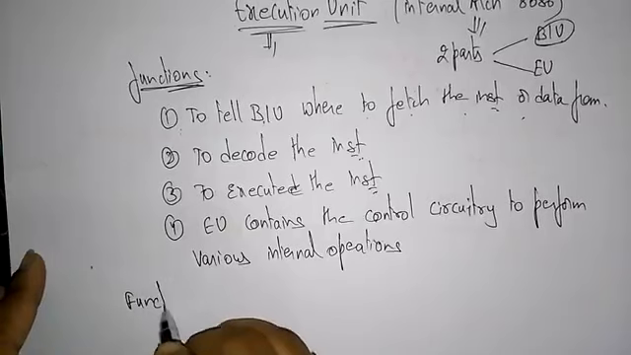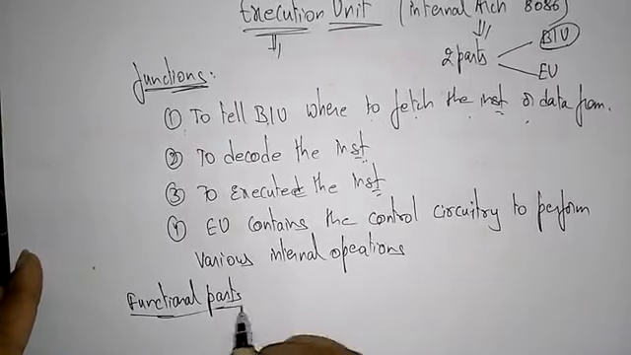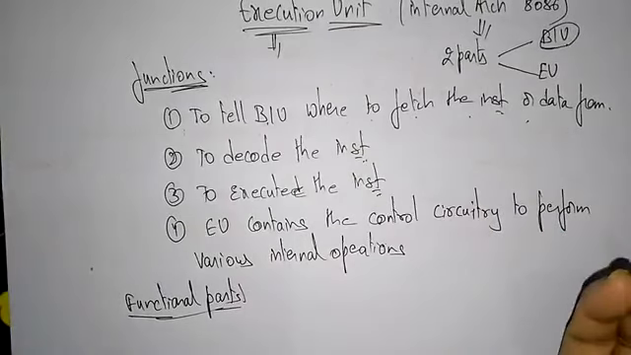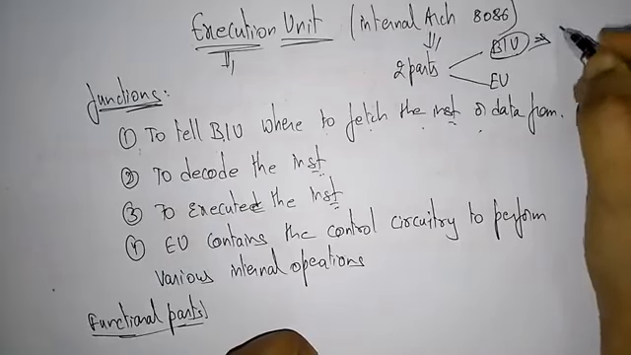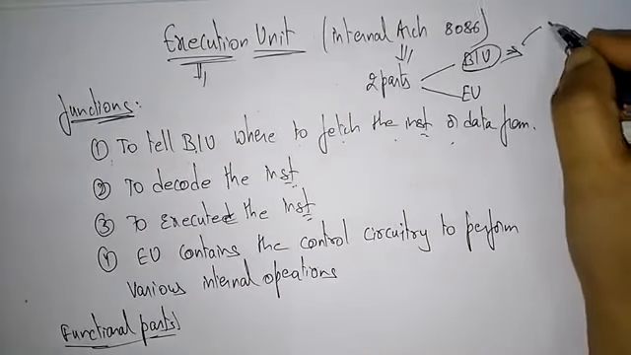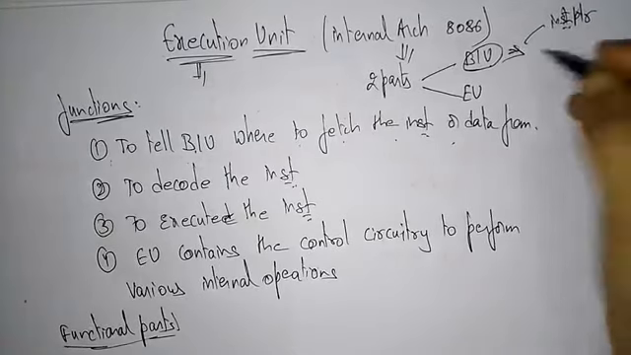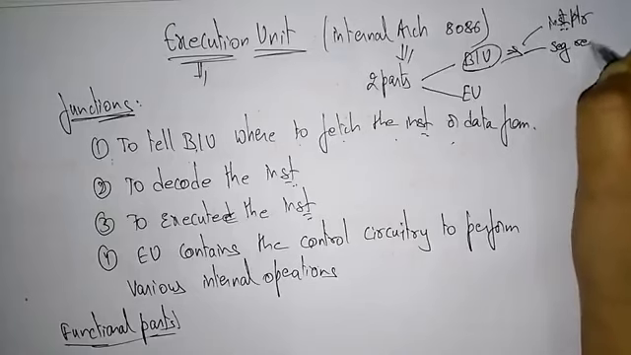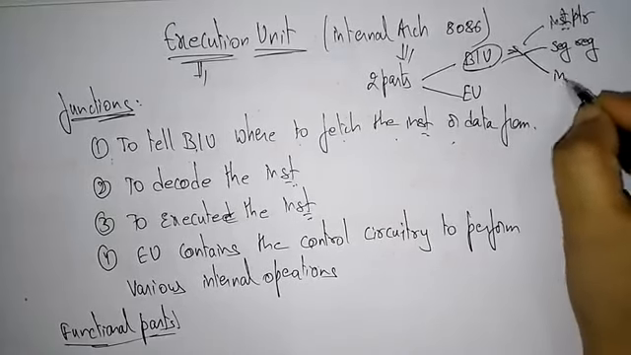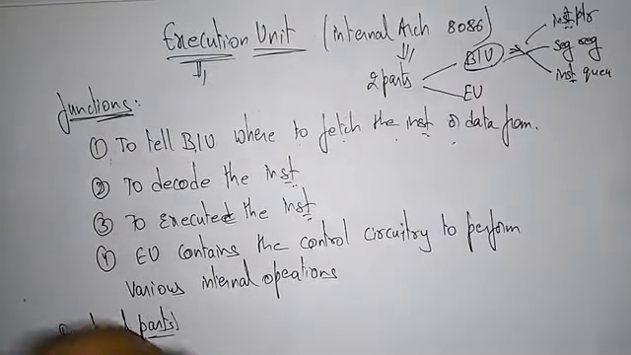Now let us see the functional parts. What are the functional parts present in the execution unit which do these functions? The bus interface unit, I already said, has three functional parts: the instruction pointer, which holds the next instruction to be executed, the segment registers, and the instruction queue.